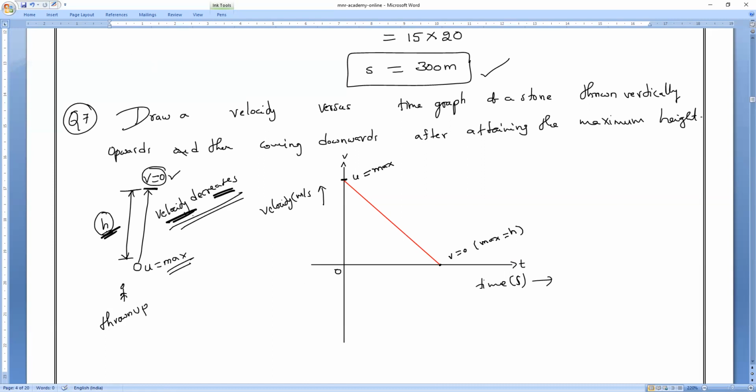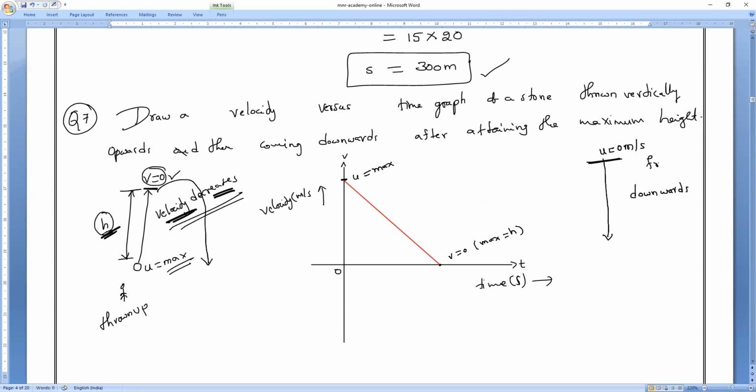Now, the return journey. Pranav, what will happen on the return journey? It is going in the downward direction, so the return journey has started. Velocity increases, sir. When we are coming down, we know that at maximum height, what is the velocity, initial velocity 0 or final velocity 0? Initial velocity is 0. The body is coming downward.